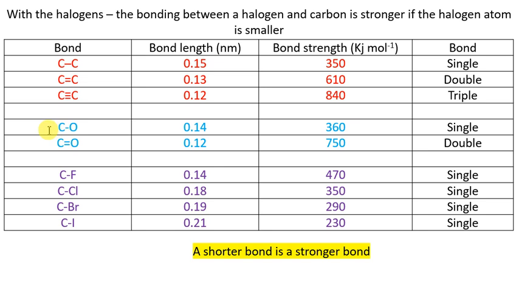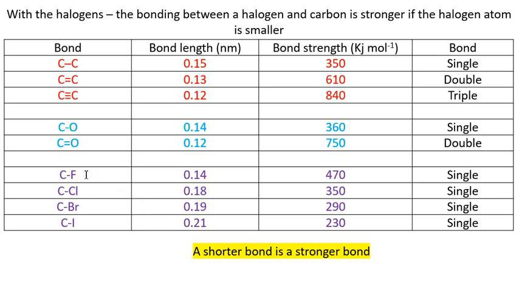The pattern is repeated with carbon bonded to oxygen. I see the bond length of the single bond compared with the double. The double bond is shorter. The double bond is also stronger.